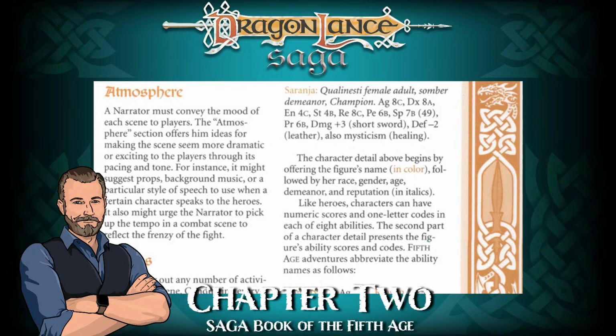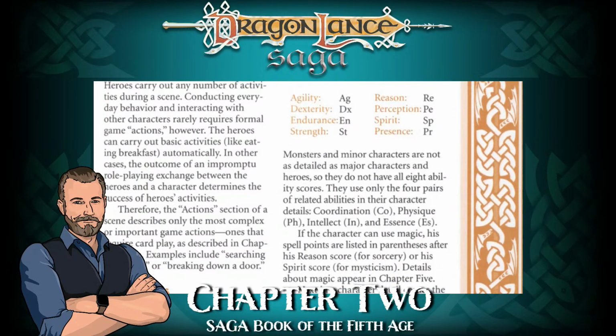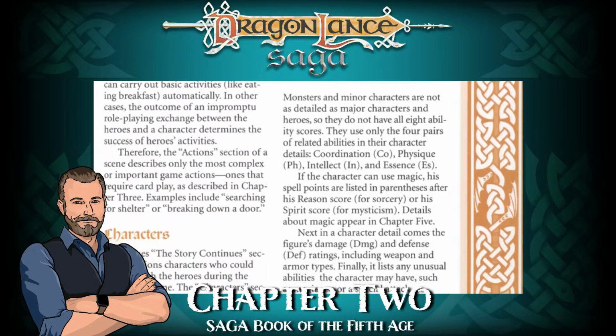5th Age Adventures abbreviate the ability names as follows: Agility AG, Dexterity DX, Endurance EN, Strength ST, Reason RE, Perception PE, Spirit SP, Presence PR. Monsters and minor characters are not as detailed as major characters and heroes, so they do not have all 8 ability scores. They use only the 4 pairs of related abilities in their character details: Coordination, Physique, Intellect, and Essence.